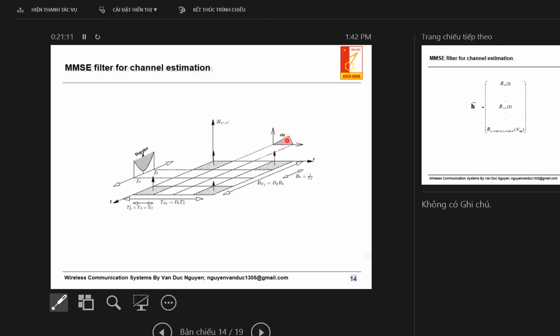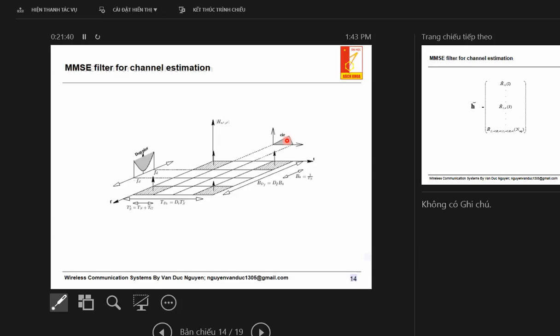And you know that in order to estimate the channel, we need to insert the pilot symbol. Actually, in this channel estimation for the OFDM system, you can insert the pilot symbol in the time domain as well as in the frequency domain. Here I draw it here.